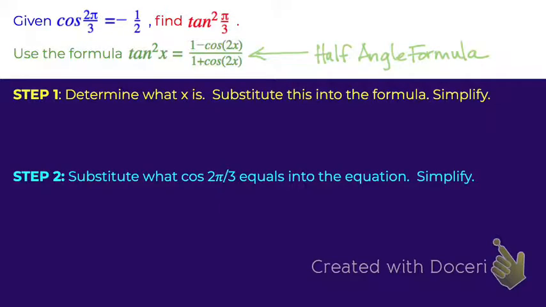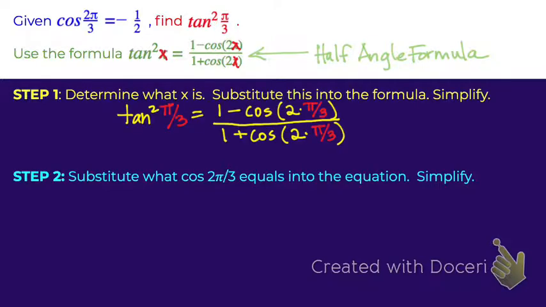Now, when you're using this formula, the first thing we need to do is figure out what is x. So x is what we are finding the tangent squared of. So it would be this pi over 3. So let's rewrite this formula, but everywhere there's an x, we're going to put pi over 3. And now let's simplify. What is 2 times pi over 3? It's just 2 pi over 3. So let's rewrite it like that.